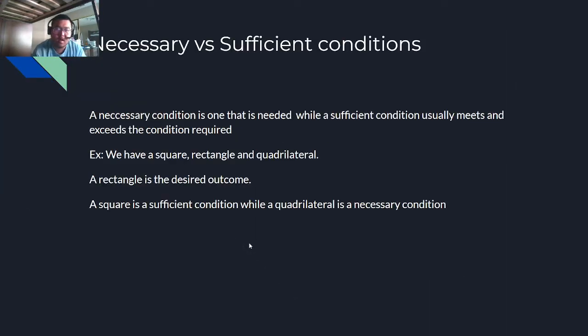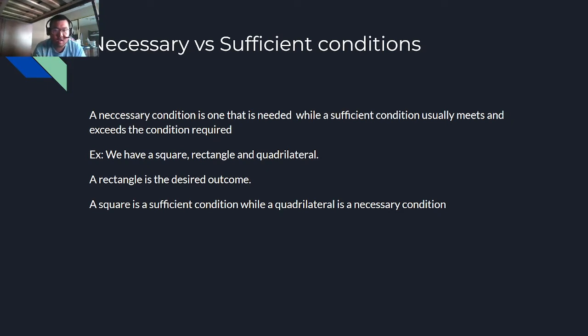Alright, one: necessary versus sufficient conditions. A necessary condition is one that is needed, while a sufficient condition usually meets and exceeds the condition required. For example, we have a square, rectangle, and quadrilateral, which is a four-sided anything, 2D object. Now, to make a rectangle, a square is a sufficient condition because it is four-sided, which is quadrilateral, and it has two parallel sides and 90-degree angles, not to mention that.